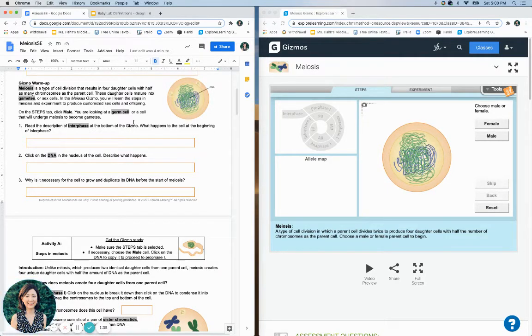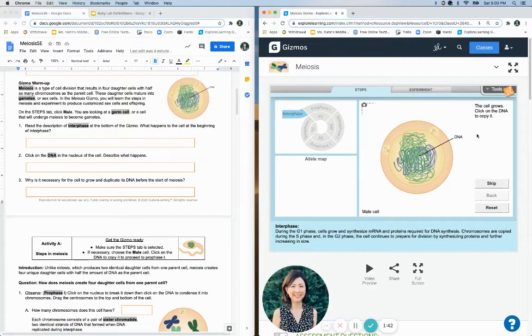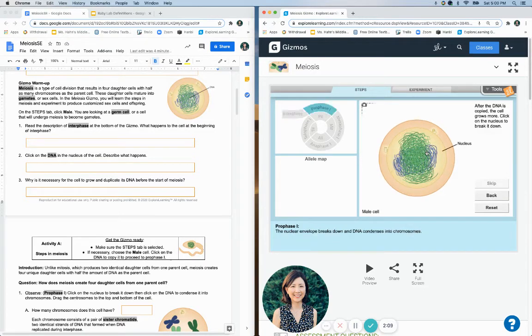And so in this warm-up, you're going to be clicking on the male. And then it's going to take you through the phases of meiosis. So here we are in interphase, and here is what the chromosomes look like in interphase. And then it says, read the description, what happens to the cell at the beginning of interphase. So it looks like we need to click on here.